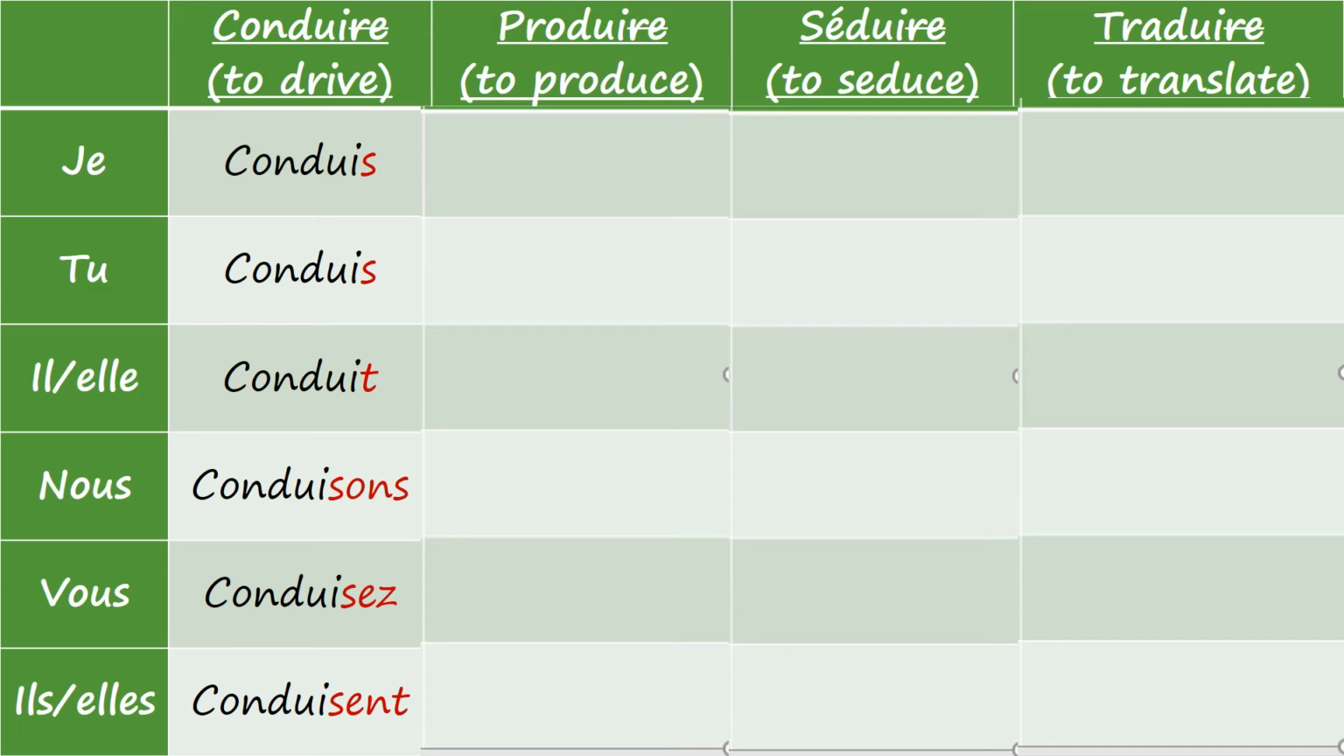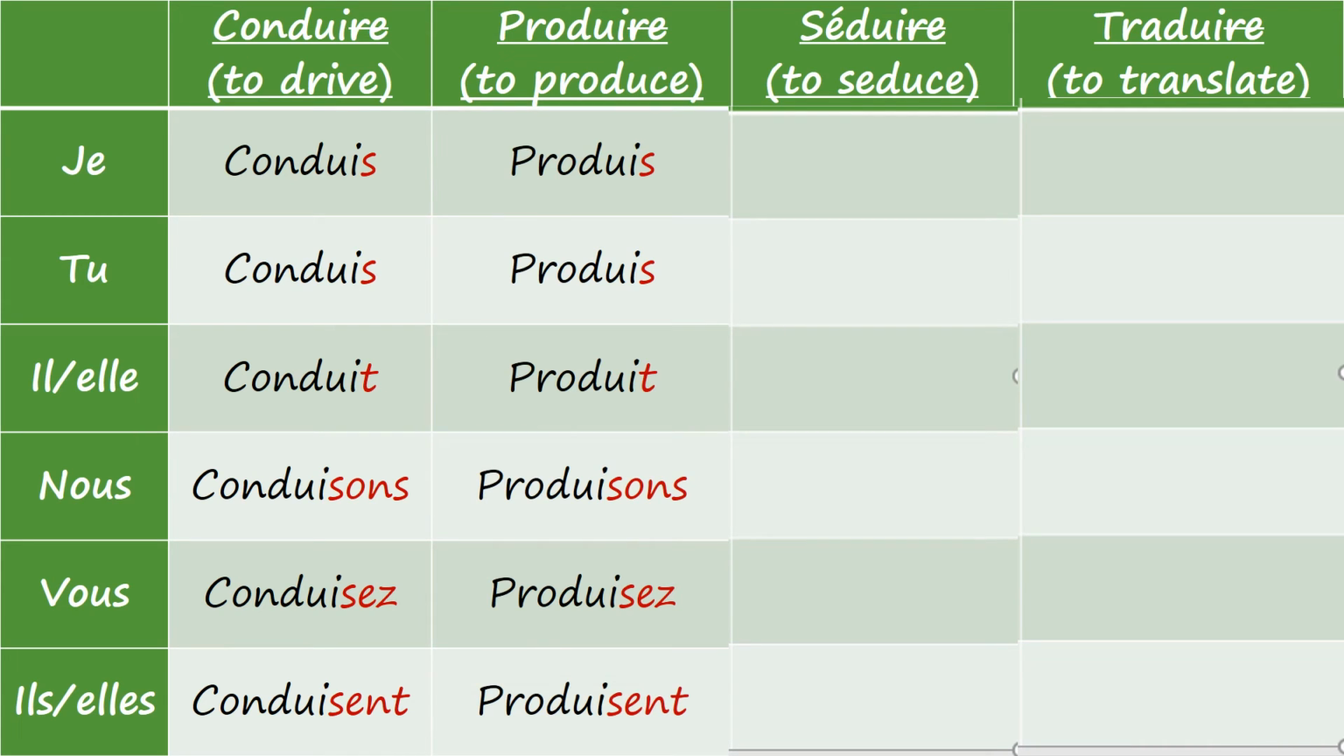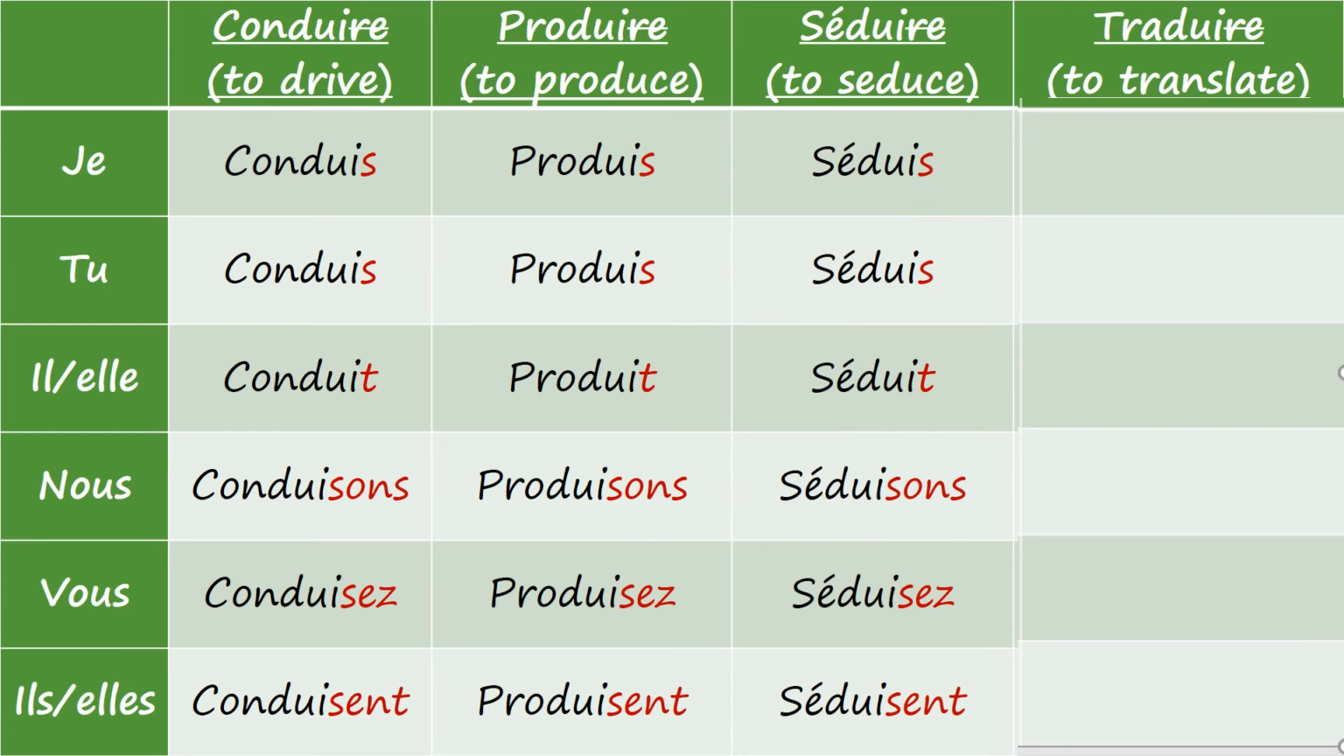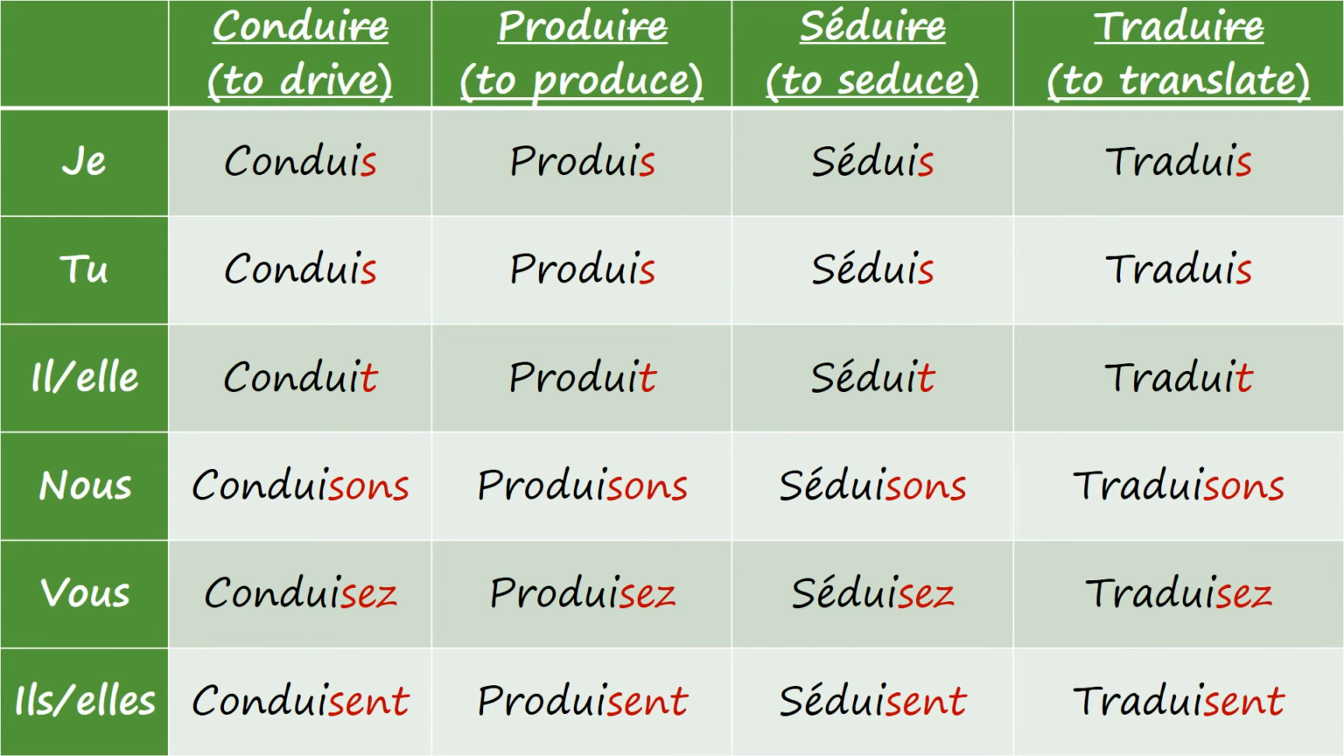Produire: again you remove RE and the conjugation is done. Je produis, tu produis, il produit, nous produisons, vous produisez, ils produisent. Séduire: je séduis, tu séduis, il séduit, nous séduisons, vous séduisez, ils séduisent. Traduire: je traduis, tu traduis, il traduit, nous traduisons, vous traduisez, ils traduisent.